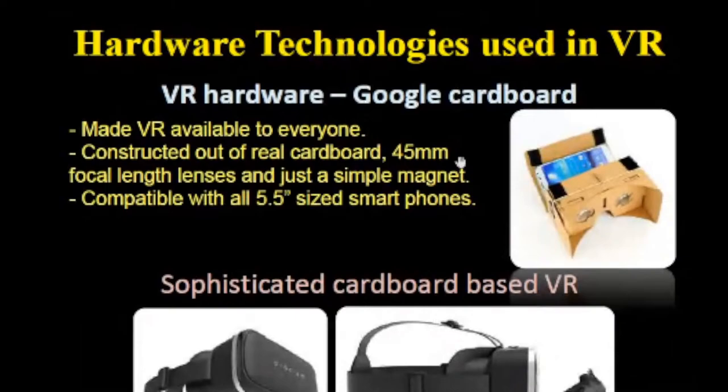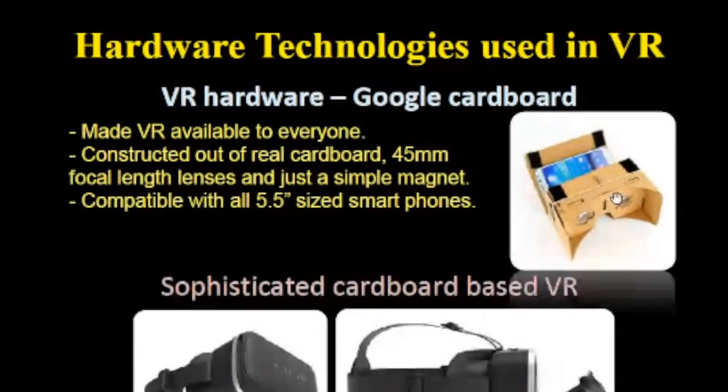There are many different types of hardware devices. One kind of system is known as a Google Cardboard. On the right hand side, you can see a Google Cardboard, and you can also make it at home. It requires some cardboard of definite dimensions and lenses, and you also require a mobile setup. Through that you can create your virtual reality headsets. At the bottom you can also see some sophisticated cardboard based virtual reality setups, and these are all commercially available in the market now.